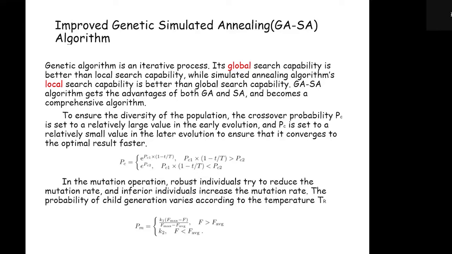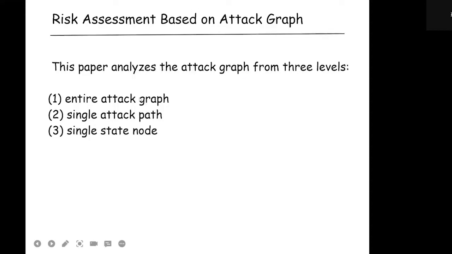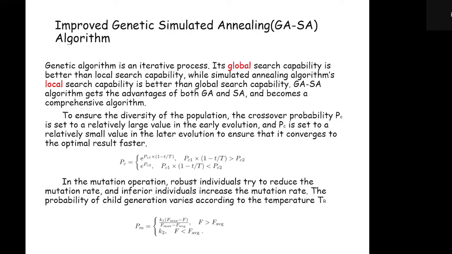In the mutation operation, robust individuals try to reduce the mutation rate, and inferior individuals increase the mutation rate. The probability of child generation varies according to the temperature Tr. This process is shown in the next formula.